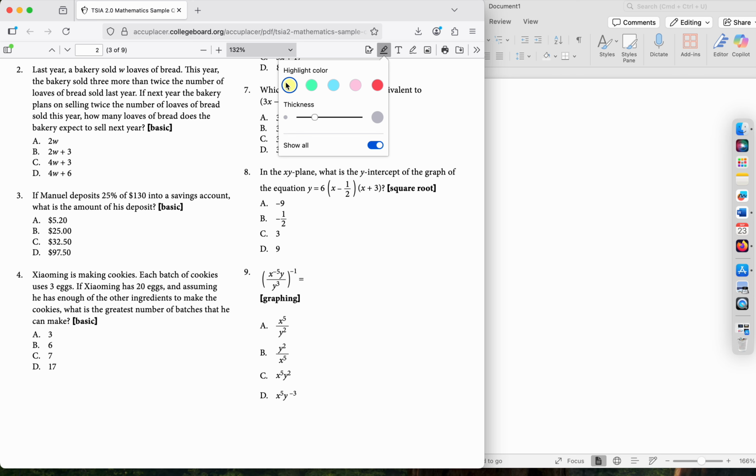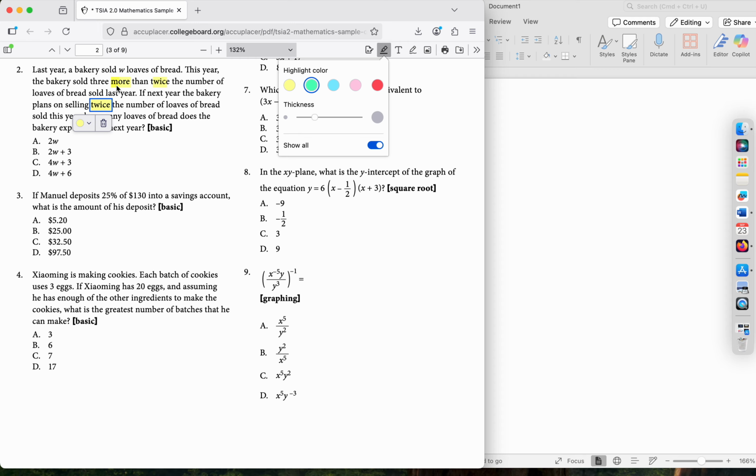As we're going through these problems, we want to look at words that signify operations like multiplication or addition. So in this case, we have the word more, and so more is going to indicate addition. Twice is going to indicate multiplication. Again, twice indicates multiplication.